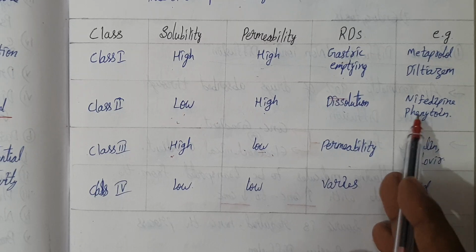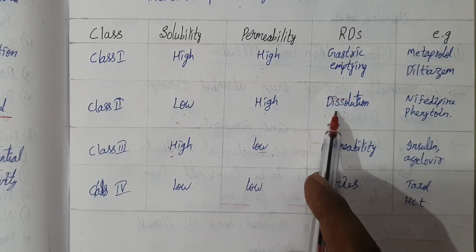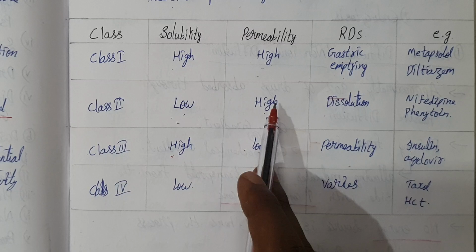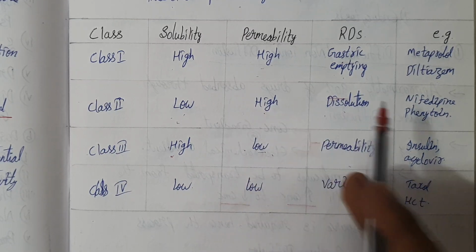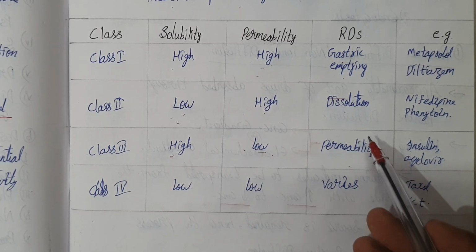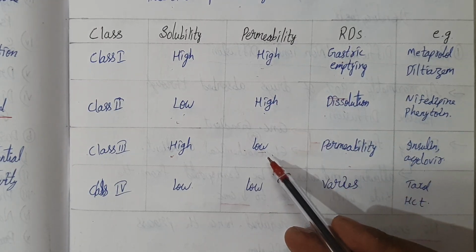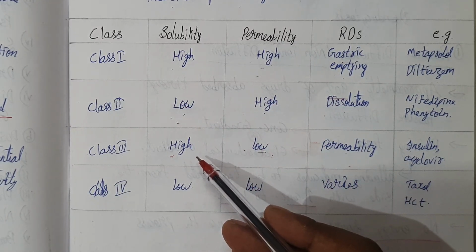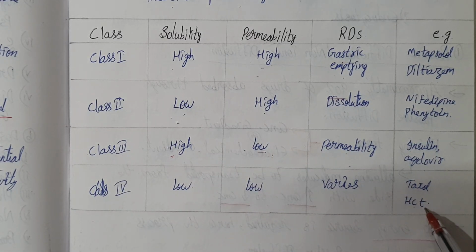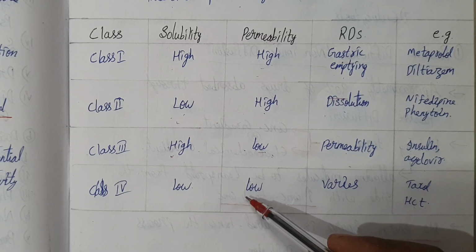Then we have nifedipine and phenytoin. Their rate determining step will be dissolution. So what happens to the dissolution? Solubility will be low, whereas permeability is not getting affected, so it is high. Then we have insulin and acyclovir. Their rate determining step will be permeability. So permeability will be low, but solubility is not getting affected, so it is high. Then we have Taxol and HCT, hydrochlorothiazide. Both of them will be low.